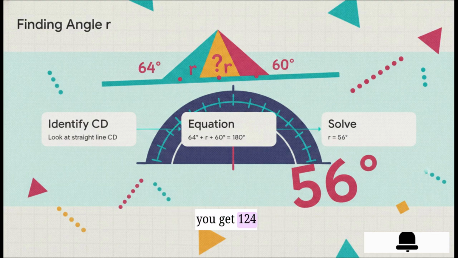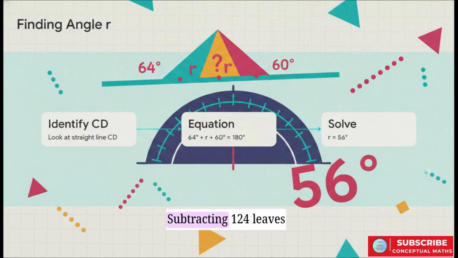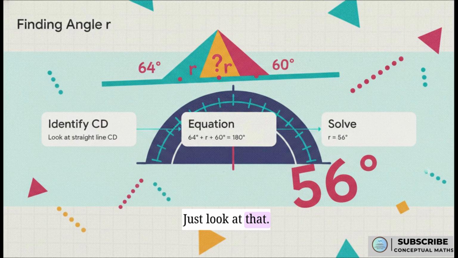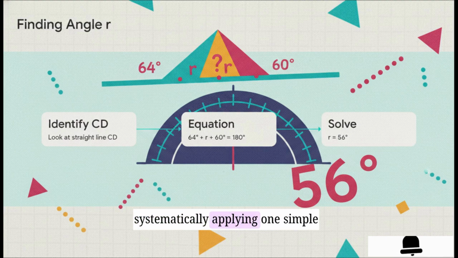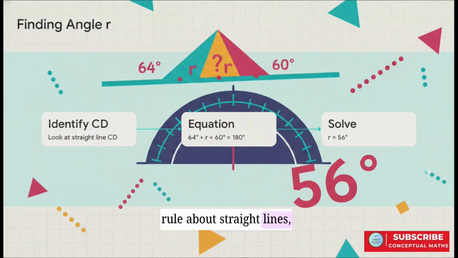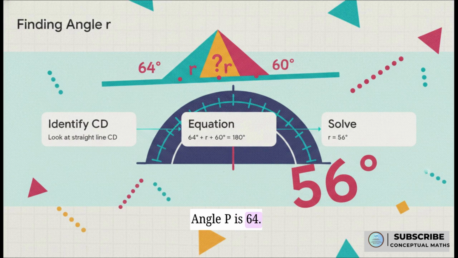Add the numbers up, you get 124 plus R equals 180. Subtracting 124 leaves us with R equaling 56 degrees. Just look at that. By staying calm and systematically applying one simple rule about straight lines, we successfully deduced all 3 unknowns. Angle P is 64, Q is 60, and R is 56.